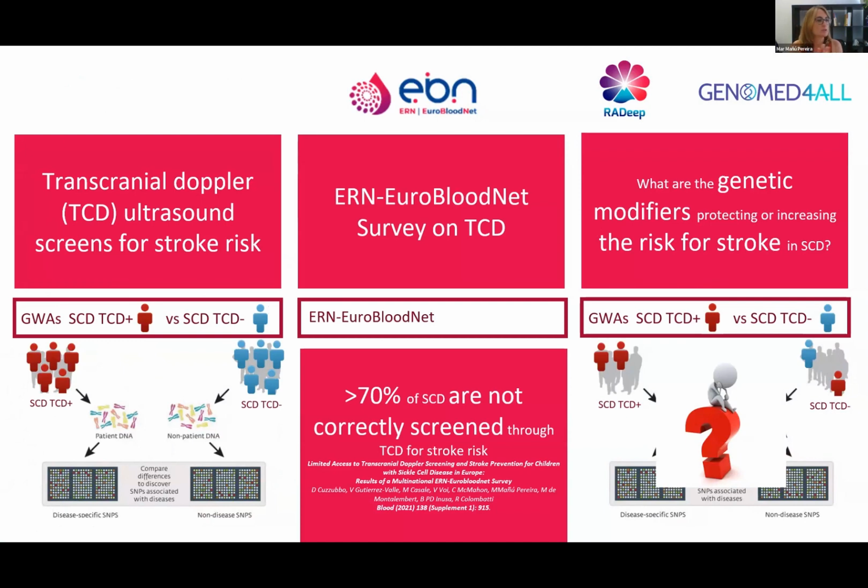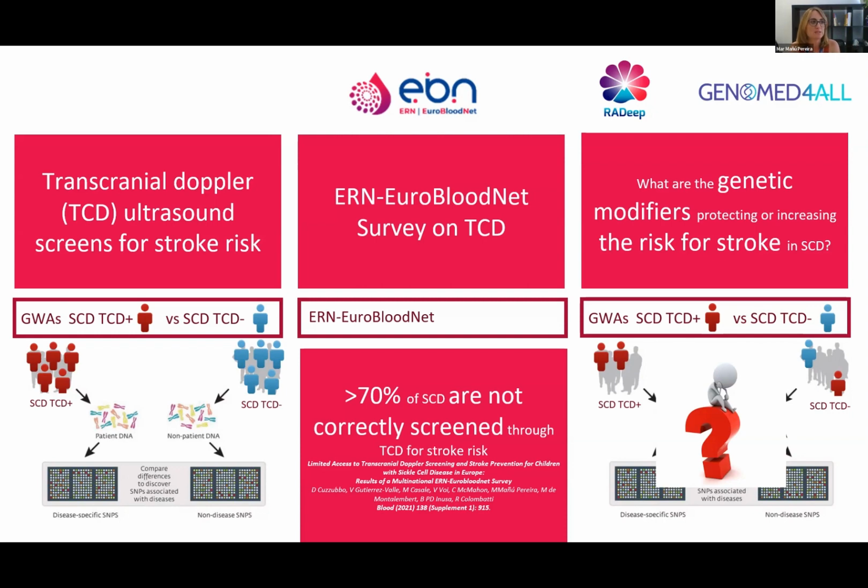And I give you an example. As you saw, we want to better understand the risk for a stroke in sickle cell disease. And we use a methodology that is the transcranial Doppler ultrasound to see the risk for a stroke in the patients. However, we understood through a survey that was conducted through the ERN that more than 70% of the patients with sickle cell disease are not correctly screened for understanding their risk for having a stroke. What does it mean for research? Not only for the clinical practice, which of course is a very important outcome from this survey, but this also impacts the research.